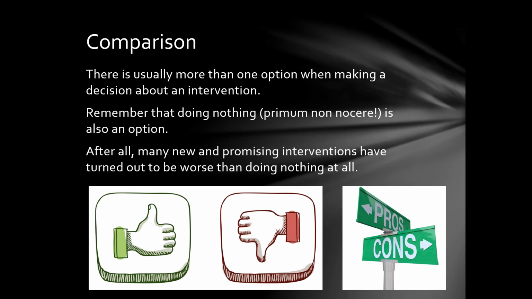Sometimes we have multiple choices to treat a condition. Take acute bronchitis. We have amoxicillin, erythromycin, or no antibiotics that could be used to treat this. Remember that doing nothing, also known as primum non nocere, is also an option. After all, many new and promising interventions have turned out to be worse than doing nothing at all.